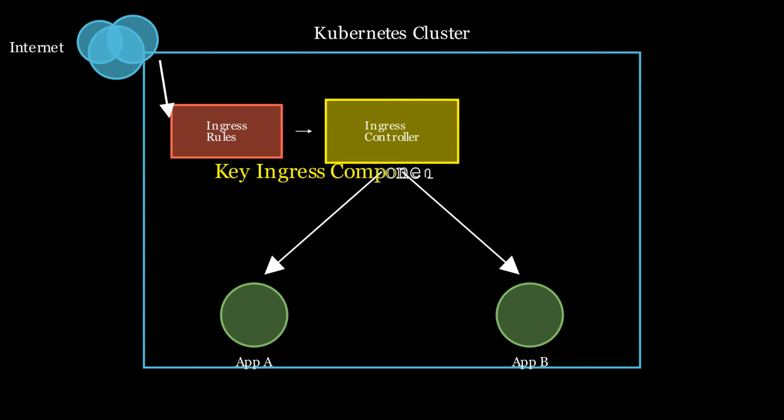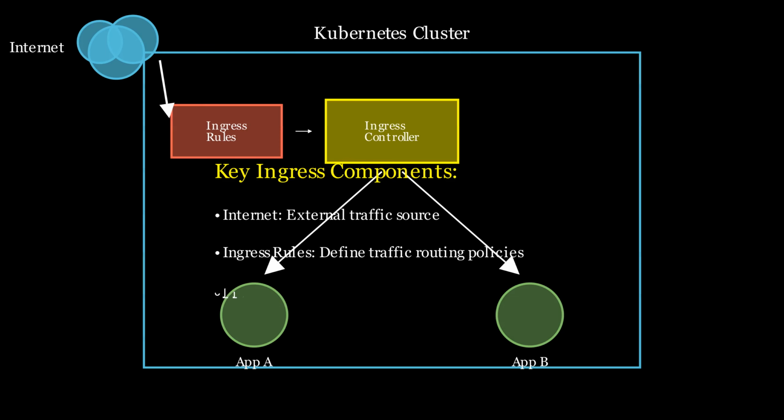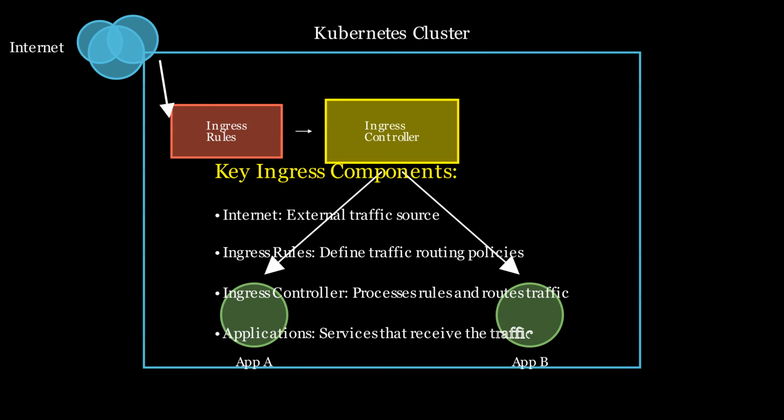Let's examine the key components of an Ingress setup. The Internet connects to the Ingress rules, which define how traffic should be routed. These rules are processed by the Ingress controller, which directs traffic to the appropriate services. In this example, we have two applications, App A and App B, which receive the routed traffic.